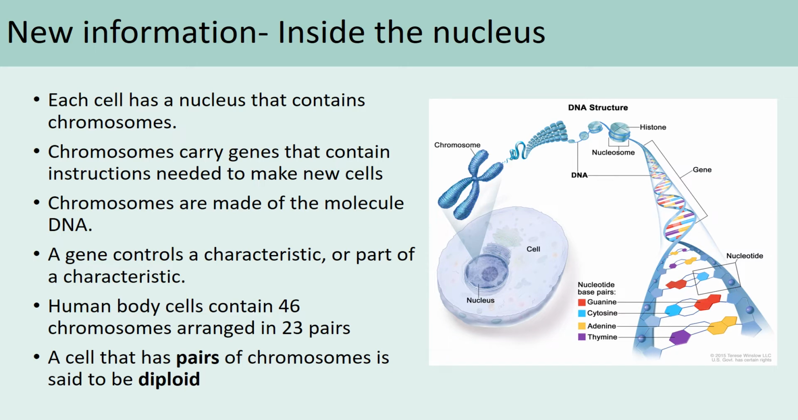A cell that has pairs of chromosomes is said to be diploid. So a diploid cell is where you've got these chromosomes in pairs, as opposed to haploid, which will come up in another chapter, where it's only got one of each of the chromosomes. And that's in reproduction.